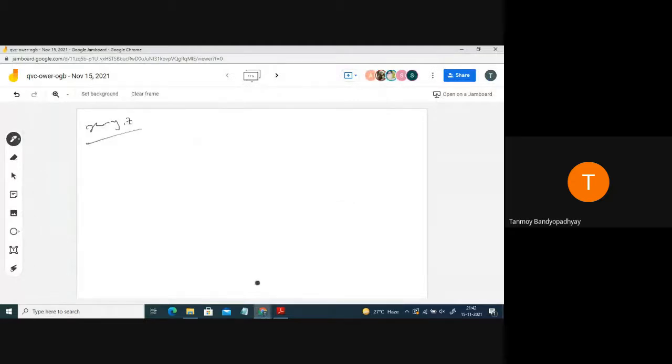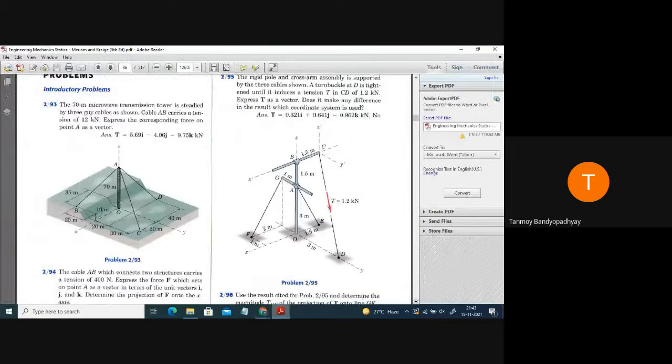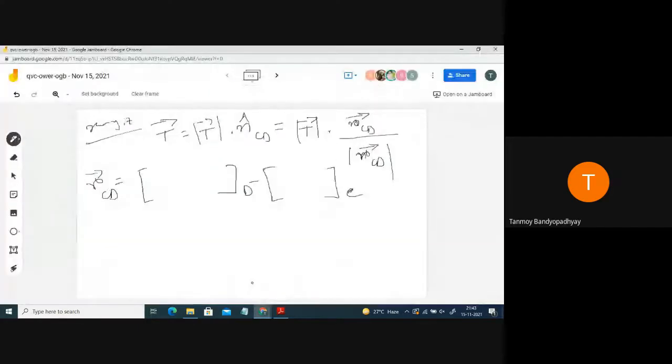So this is vector t into a unit vector in the CD direction. So this is vector t into RCD by the magnitude of RCD, the position vector of CD divided by the magnitude of the position vector CD. So let's calculate what is RCD. For that, write down the coordinates of the point D and the coordinates of the point C. What are the coordinates of the point D? The point D lies on the y-axis itself. So the coordinates of the point D will be 0, 3, 0. Correct?